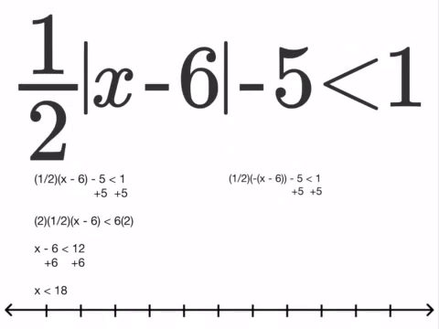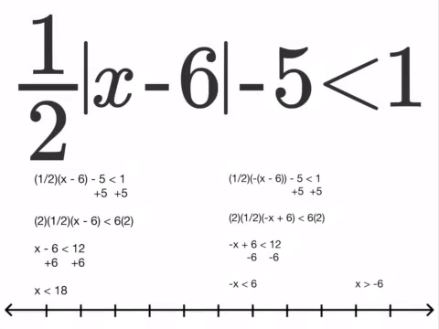On the other hand, we have 1/2 of negative x minus 6 minus 5. First step I do is once again add 5 because I'm going to change that negative x minus 6 to negative x plus 6. This becomes half of that is less than 6. I'd multiply both sides by 2 just like before. That means negative x plus 6 is less than 12, minus 6. Negative x is less than 6, which means x is greater than negative 6.